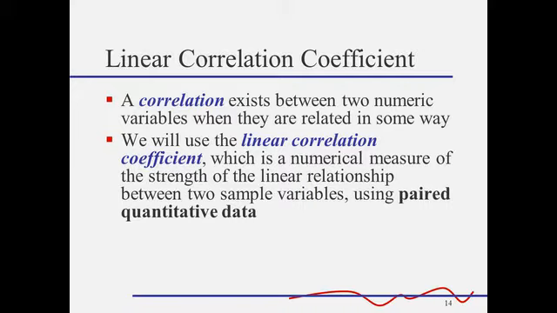If the variables aren't numeric, then we can say they're associated, but we can't compute a correlation coefficient, so they aren't correlated, only associated. In this class, we will use a linear correlation coefficient to measure the strength of the linear relationship between the two variables. To compute the correlation coefficient, we must have paired data, and it must be quantitative data.